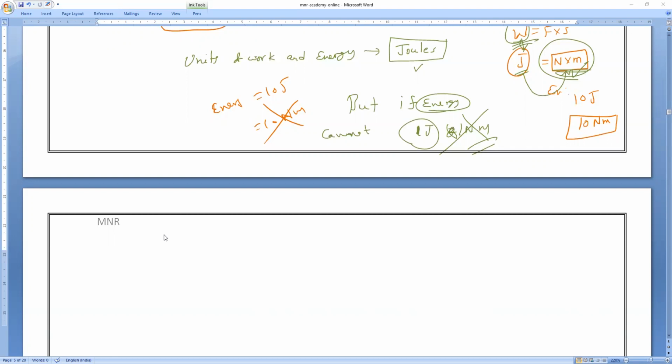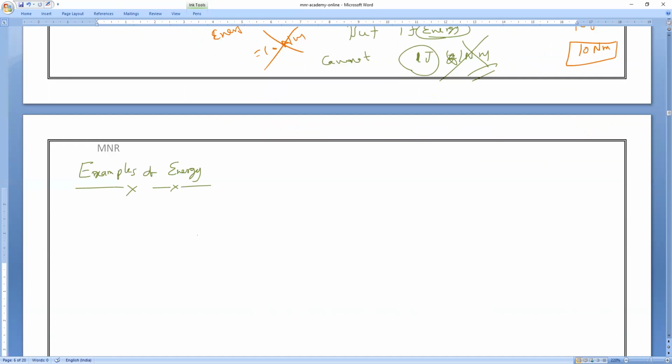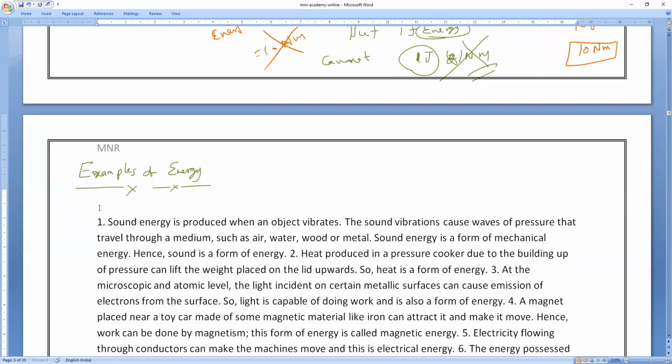Now, let us discuss the examples of energy. What examples can you see in our daily life? Okay. What happened to Gokul and Tarashini? Always laughing. If anybody has a doubt, please let me know. Let me give some examples of energy.